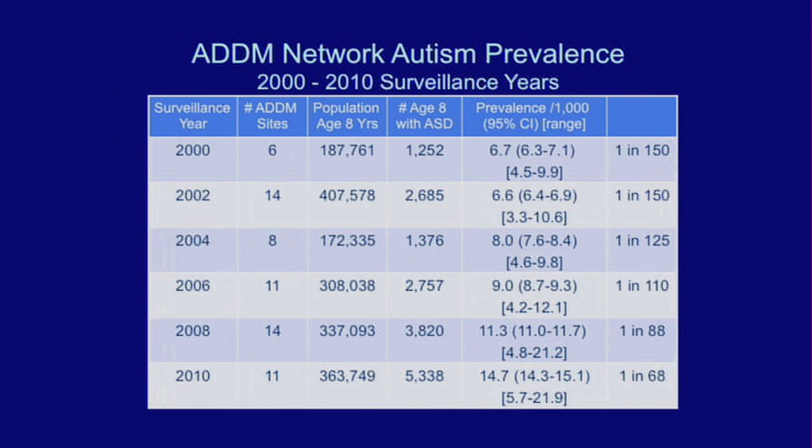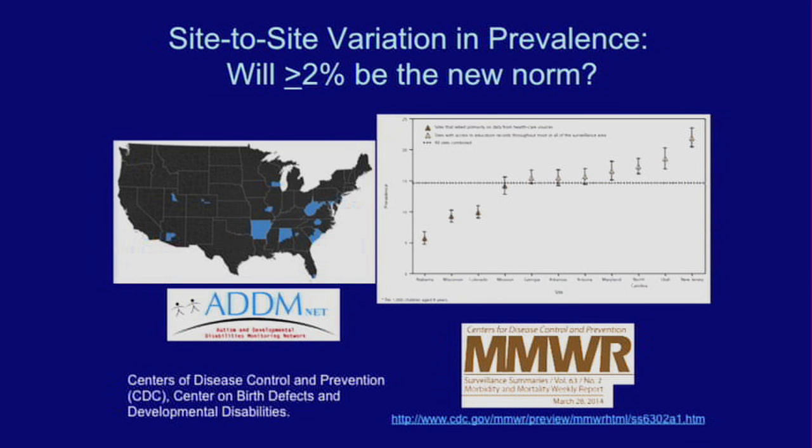But that one number that you get, the 1 in 68 or 15 per 1,000, 1.5%, actually hides a great deal of variability. There's quite a bit of site-to-site variation in the prevalence. There are 11 sites across the country participating in our most recent report. And you can see that in Alabama, it's just over 5 per 1,000, or 0.5%. And in New Jersey, it's well over 20, so it's over 2% of children in New Jersey. And then in between is quite a range.